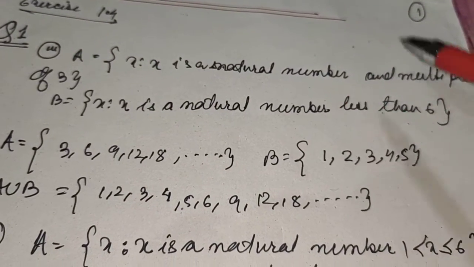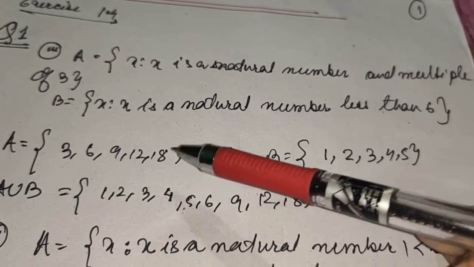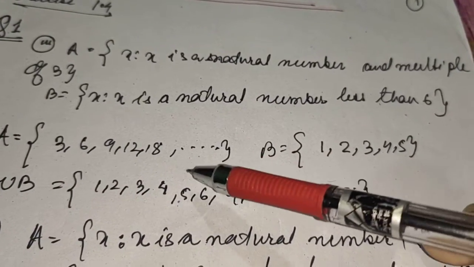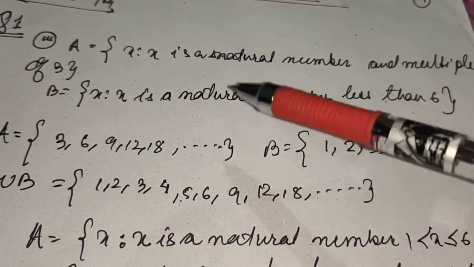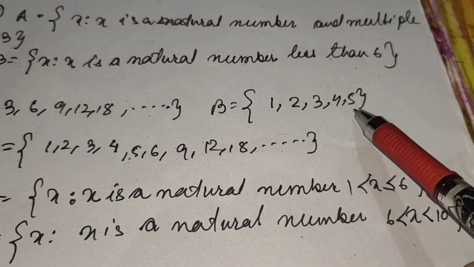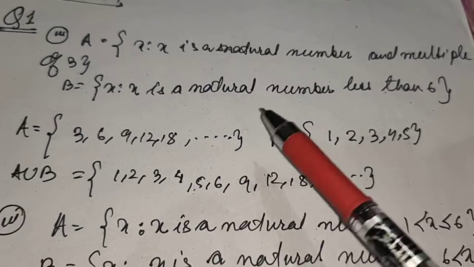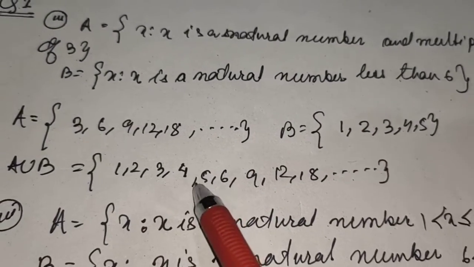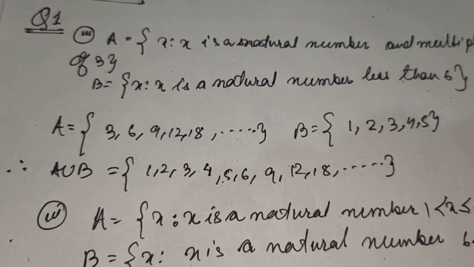So it is an infinite set and it goes like this: 3, 6, 9, 12, 18 and so on. So it's an infinite set. Next one is B, x such that x is a natural number less than 6. So less than 6 means up to 5, and it is a finite set. Therefore A union B will be 1, 2, 3, 4, 5, 6, 9, 12, 18 and so on. This is the answer of the first question.